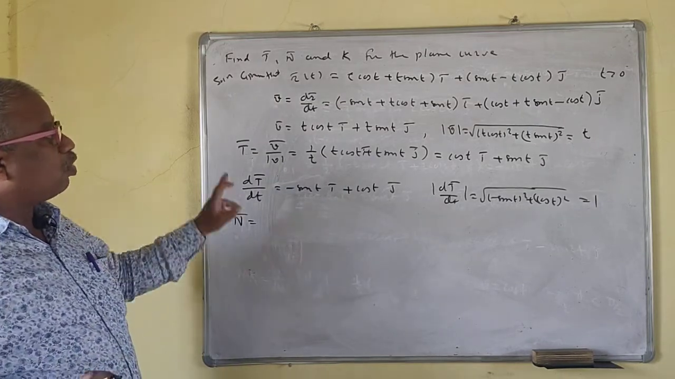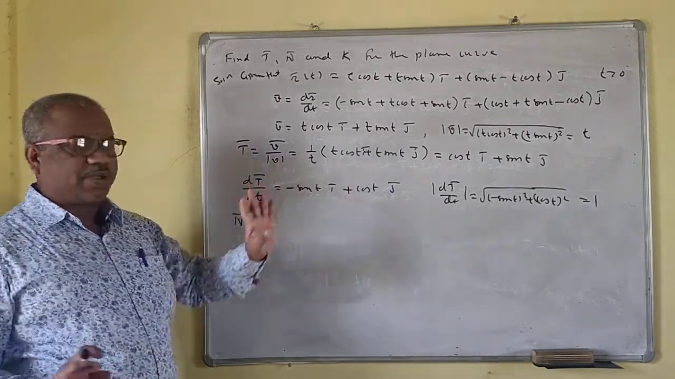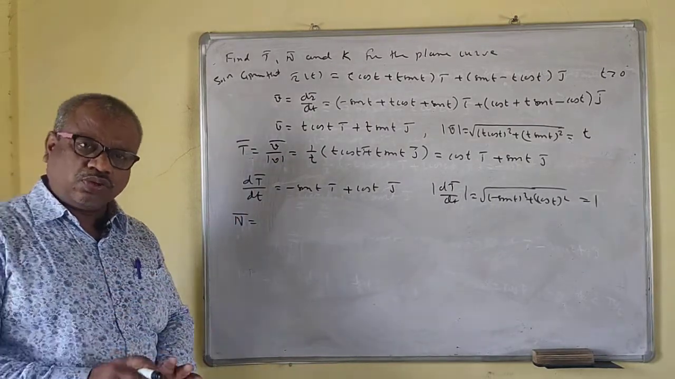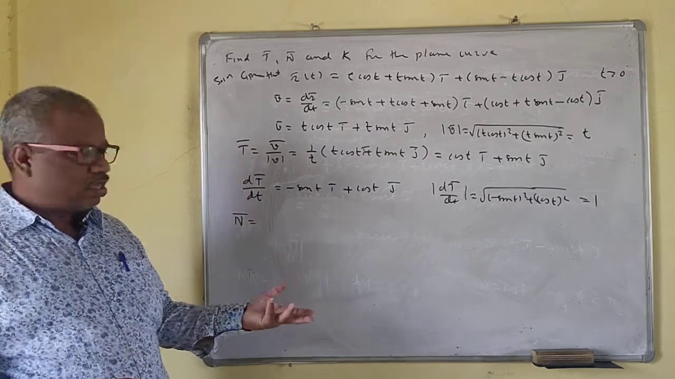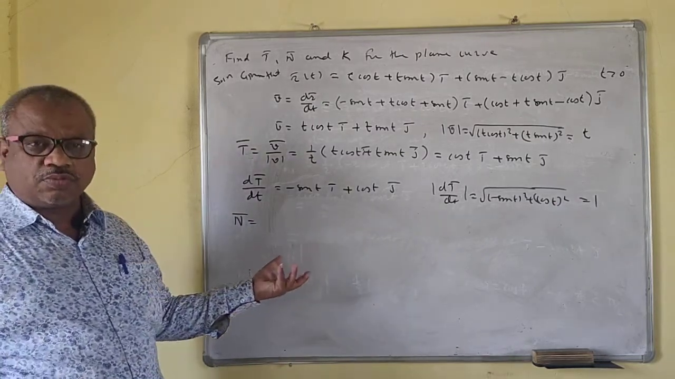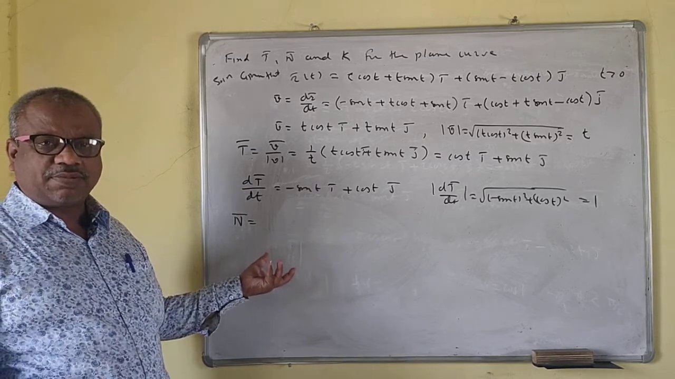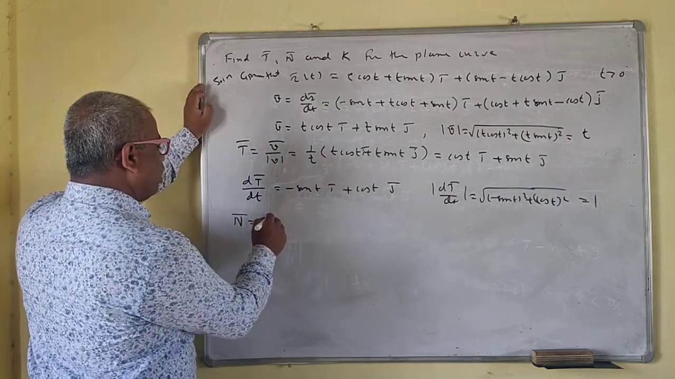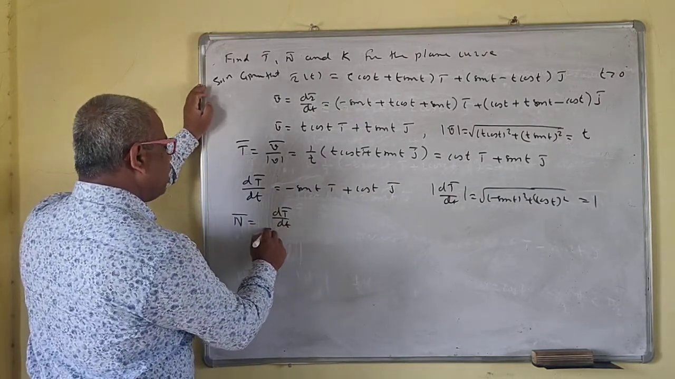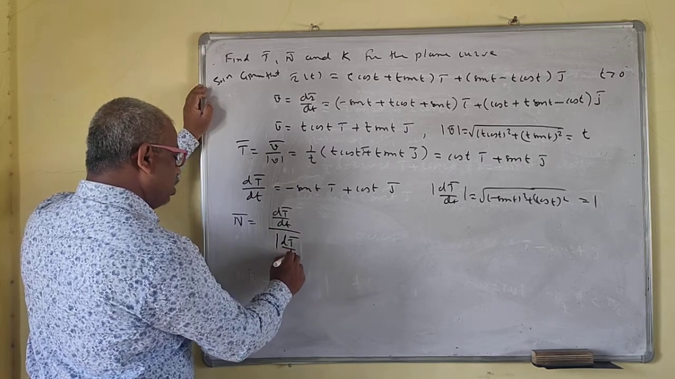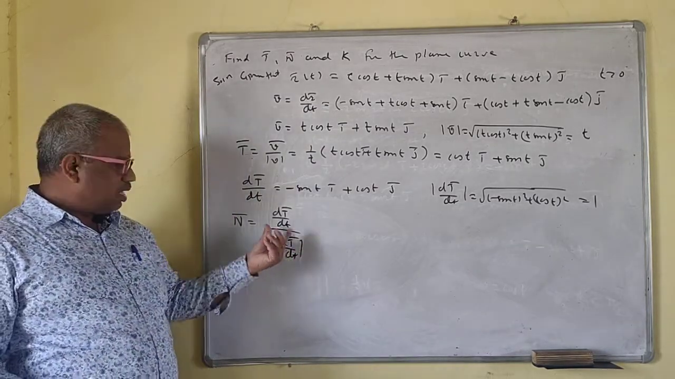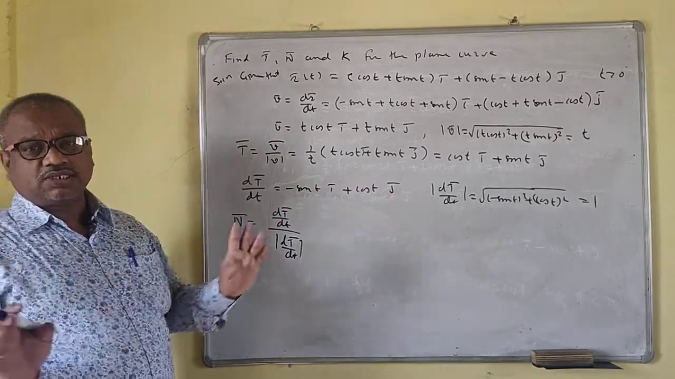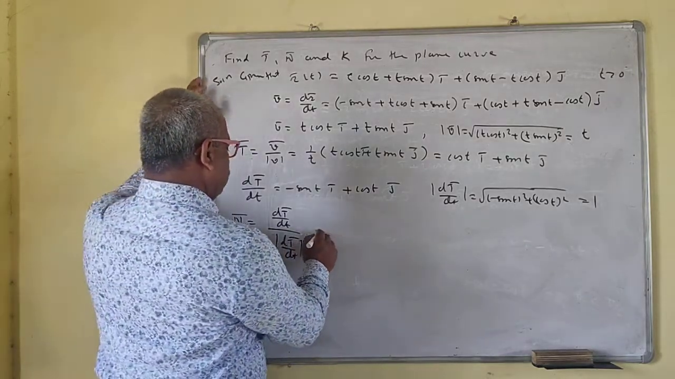If you want the normal vector, differentiate the tangent vector only. Differentiate the tangent vector, you will get the normal vector. If you want a unit normal vector, you have to divide by its norm, that means by its length, that is its magnitude. You will get a unit normal vector. So for the normal vector, this is dt bar by dt upon mod of dt bar by dt. If you are not dividing by this, then dt bar by dt is just a normal vector, not a unit normal vector. Note that.